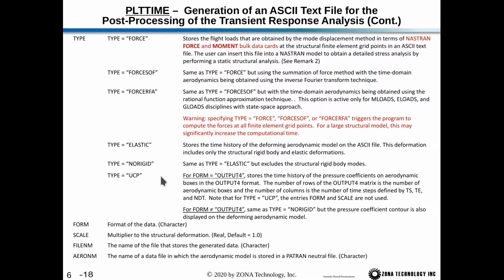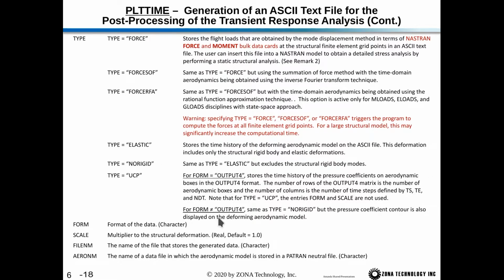Next we have type UCP to plot the unsteady CP. So if the form, which is the next field, equals output 4, then this stores the time history of the pressure coefficients on the aerodynamic boxes in the output 4 format. Now the number of rows in the output 4 matrix is the number of aerodynamic boxes, and the number of columns is the number of time steps.